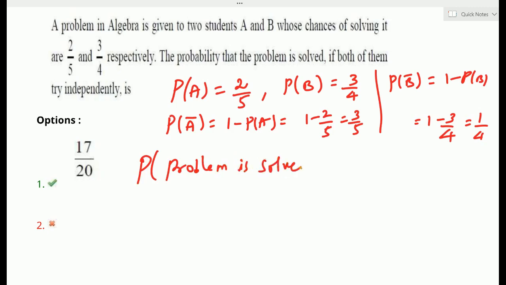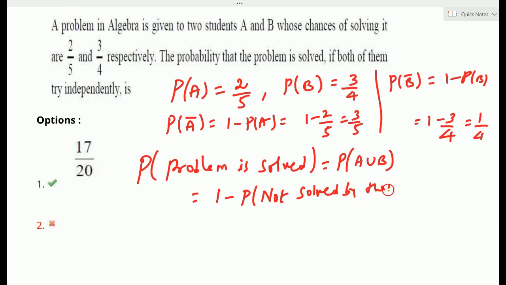The problem is solved if it is solved by at least one of them. At least means we take it as a union. When we write A or B, we would have to do P of A plus P of B and so on. What I am writing here indirectly is 1 minus the probability that the problem is not solved by both of them. Not solved by them means we are going in reverse, this is solved by them. Not solved by them means what? It is failure, or not? That is 1 minus the probability that it is not solved by A and not solved by B, that is the intersection.